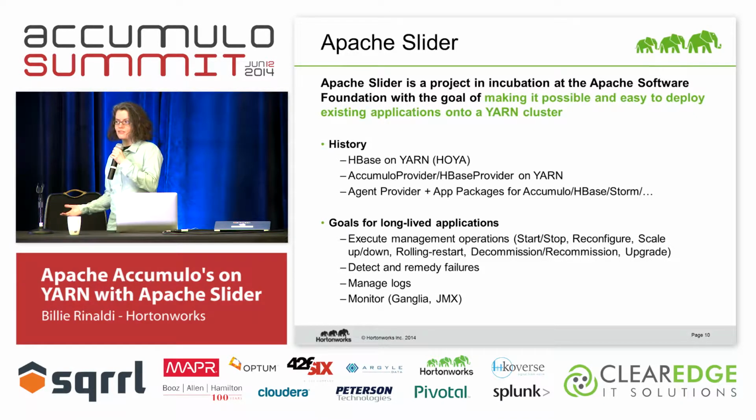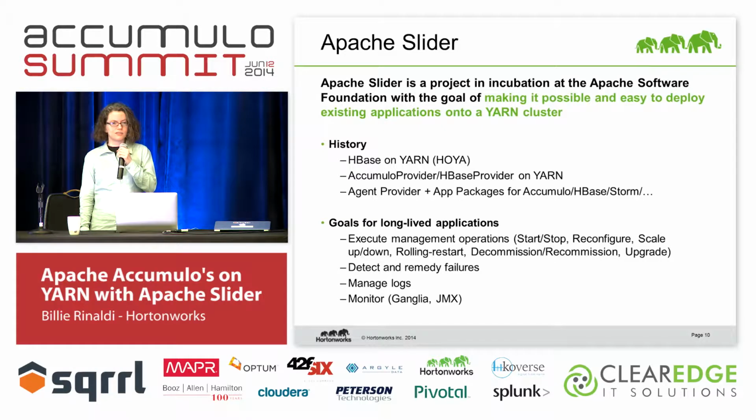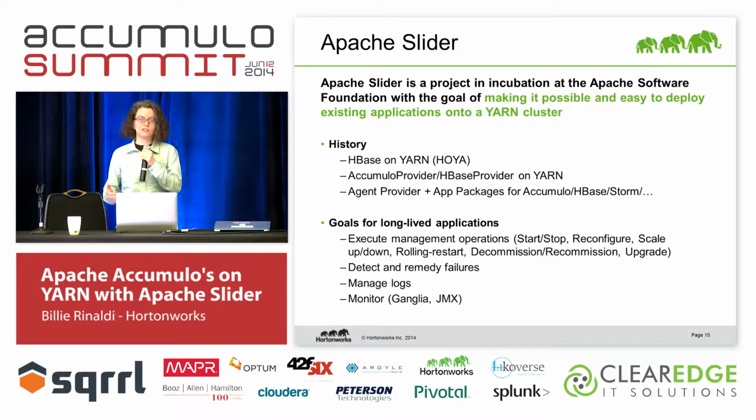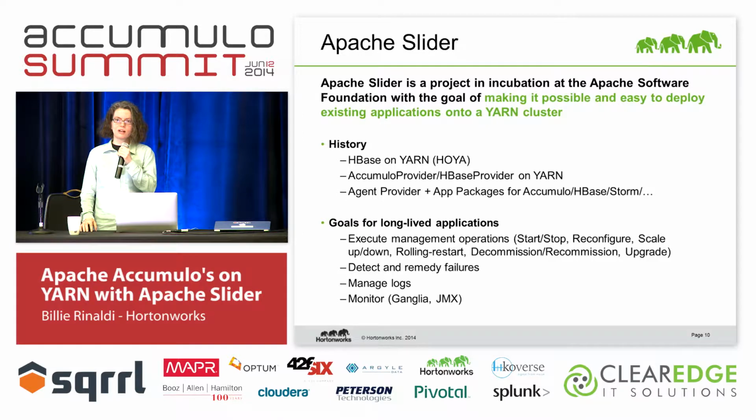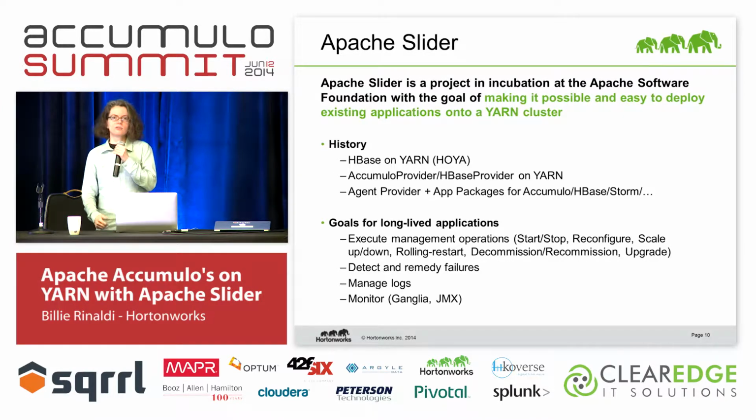So this is where Apache Slider comes in. It's a brand new incubator project, about a month old. And the goal is to make it easy to run long-lived applications such as Accumulo on Yarn. A bit of history, it started about a year ago as a project called Hoya, which you may or may not have heard of. It was not an Apache project, just a project up on GitHub, and it only worked for HBase. But soon after that, there were pluggable providers. So there was an HBase provider and an Accumulo provider.